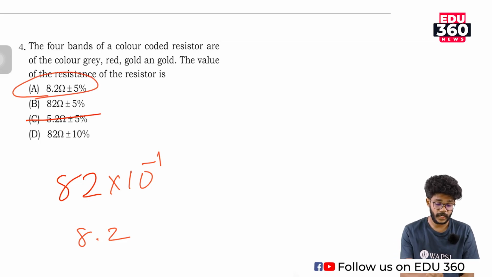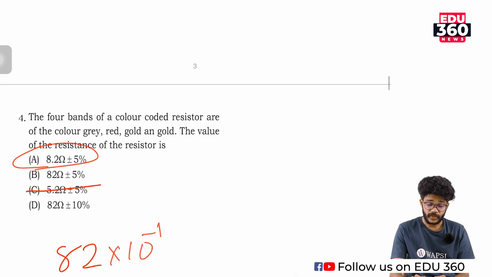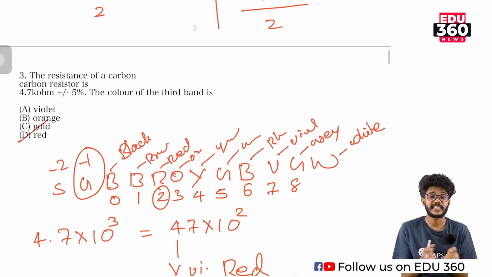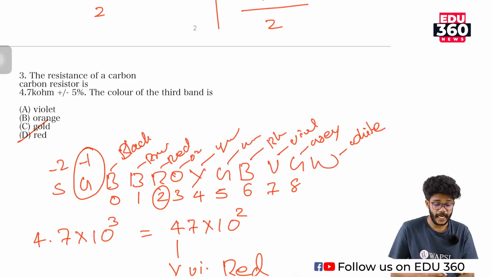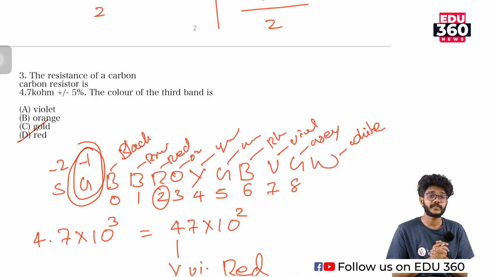Yes, and the gold has a tolerance of 5%. So option A is the correct answer. So actually you need to study the sayings. B.B. Roy, Great Britain, very good wife. Simple. And the left side, gold has a -1 power factor and silver has -2 power factor. And gold has 5% tolerance and silver has 10% tolerance. In most cases the tolerance is given by gold or silver.